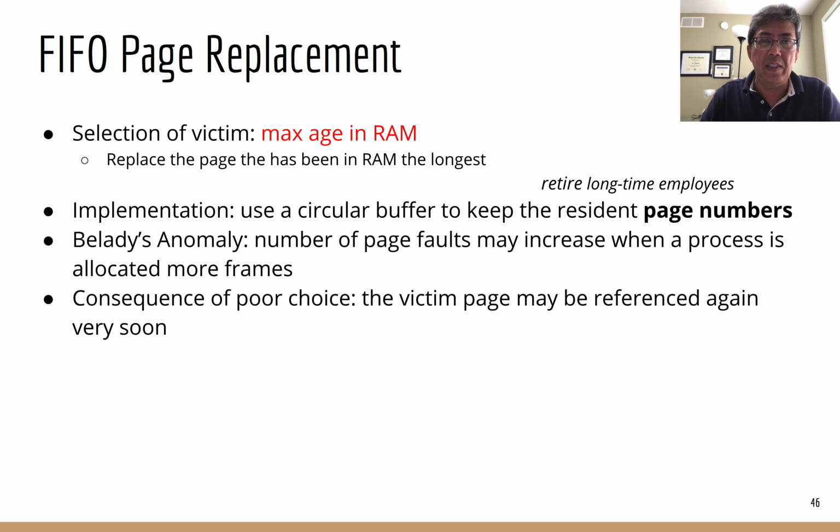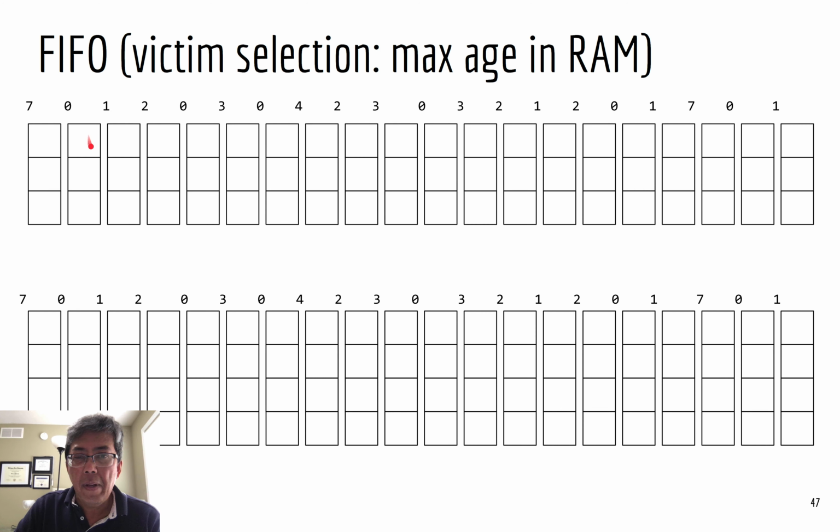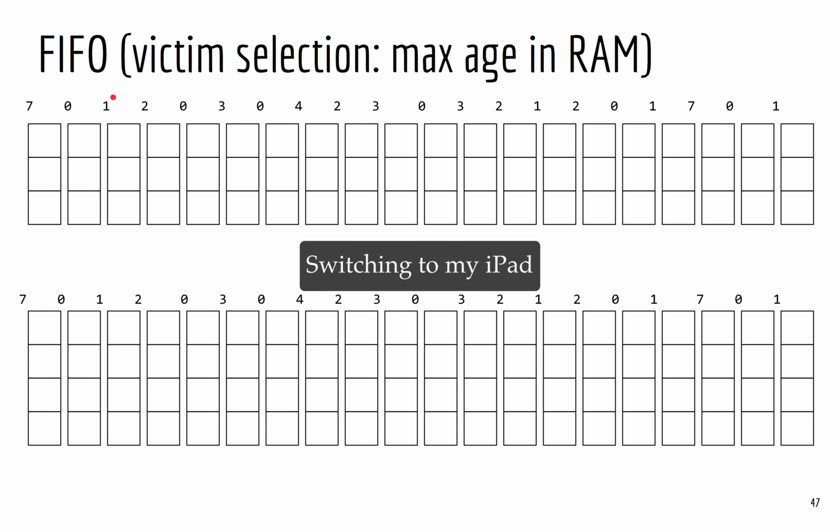Similar to FIFO in CPU scheduling, in the page replacement algorithm, the criteria to select the victim frame is to search for the frame that has been in RAM the longest. Let's use an example where a process is allocated 3 frames in RAM, and then the numbers at the top show you which page is being referenced at what time. So the first page referenced by our process is page 7, and then page 0, page 1, and so on. So how does FIFO work for this example?